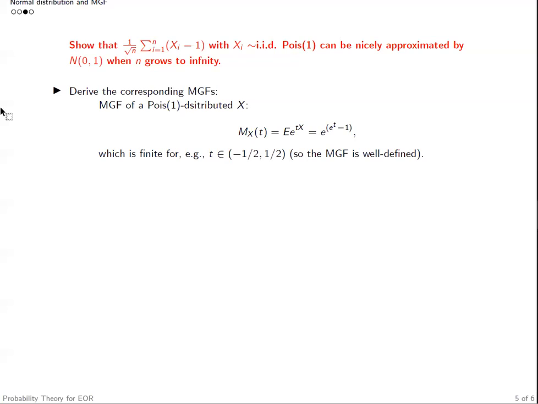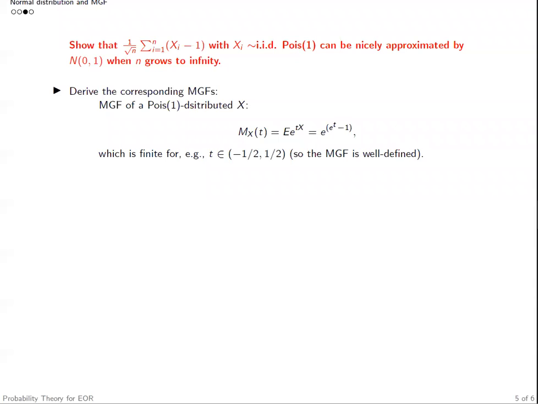Let's first derive the moment generating function of the Poisson distribution. The moment generating function of a Poisson distributed random variable with arrival rate 1 is easy to calculate, which is essentially the expectation of e to the power t x. Now, by the law of the unconscious statistician, you can derive this result. This moment generating function is well defined because it certainly takes finite values for any t in, for example, an interval containing the value 0. So the moment generating function is well defined.